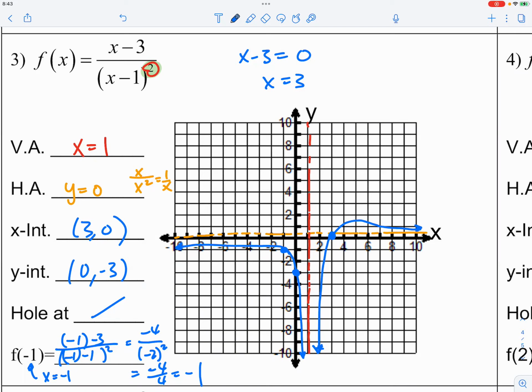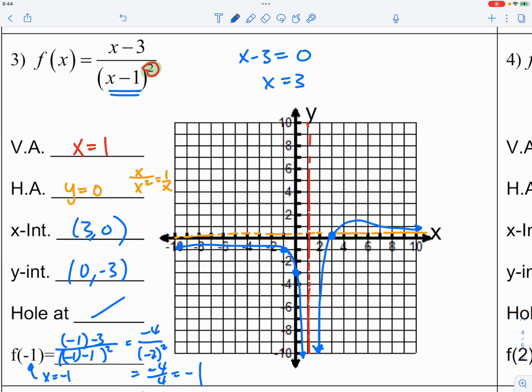And when will the fraction be undefined? It's when the denominator equals 0. And when will the denominator equal 0? When x equals 1. So that's how we get the vertical asymptote here at x equals 1. Okay, so you've got to understand the meaning. Don't just focus on how to define it. Understand the meaning, and then the action would come together.